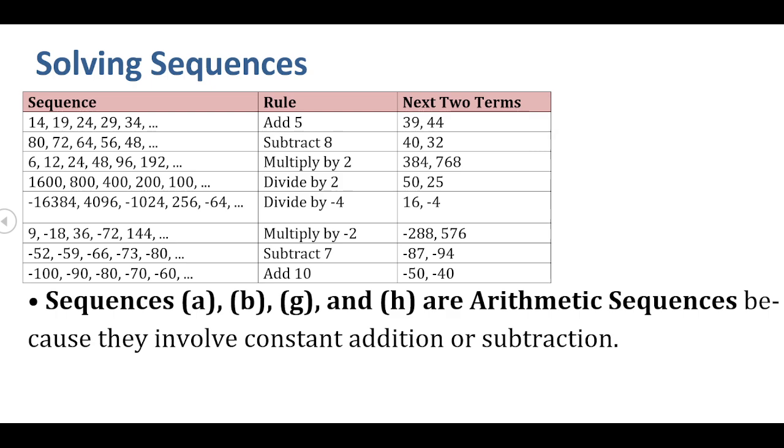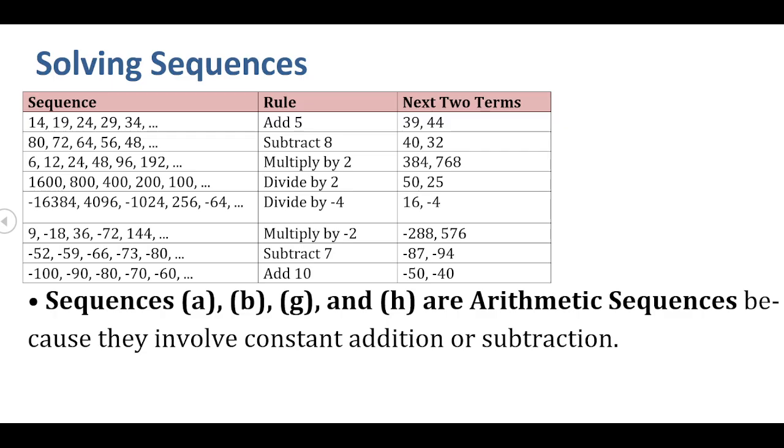We can see here some example sequence rules and the next two terms. The first one is 14, 19, 24, 29, and 34. We can see the rule is add 5, and the next two terms are 39 and 44.